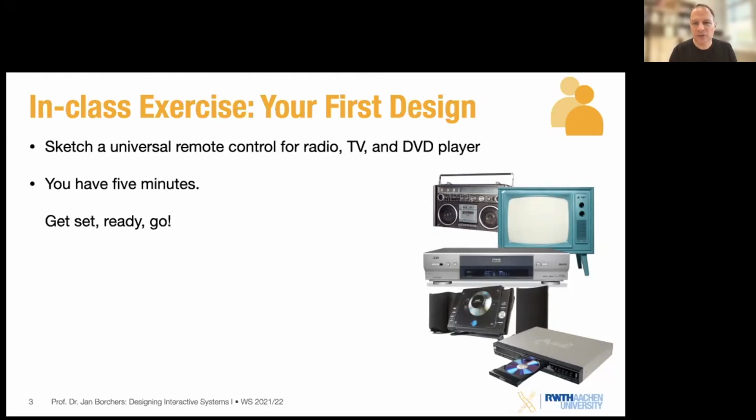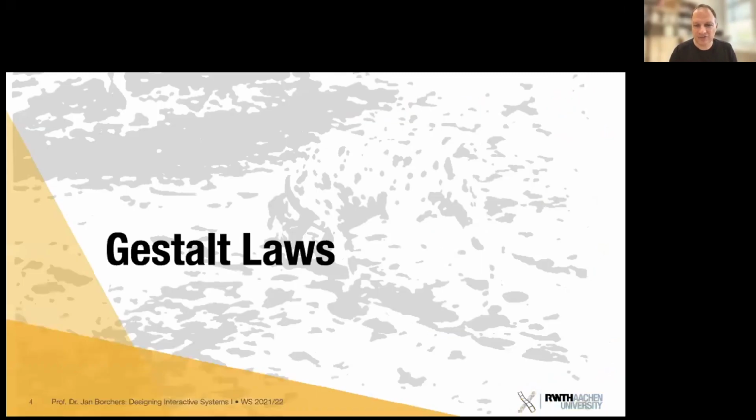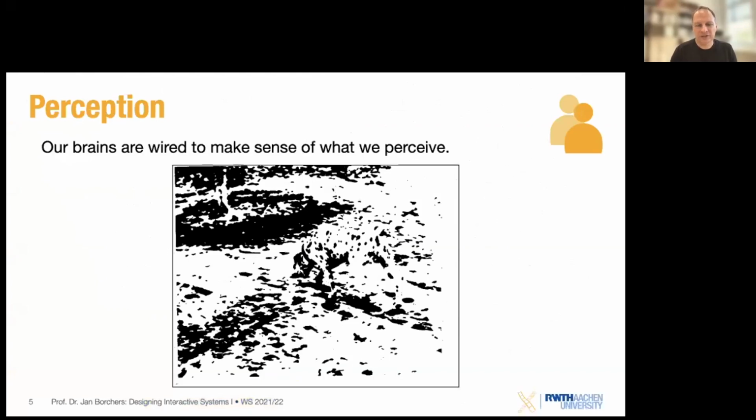For now, we'll jump into the first section of psychological rules, and this is Gestalt laws. Now, Gestalt laws are rules that tell us how people make sense of their surroundings. And people are really good at this. Our brains are literally wired to make sense of what we perceive, right? This is really how our brains work, and we're optimized for this. So can anybody tell me what you're seeing in this picture? You can just unmute and shout it out if you see something.